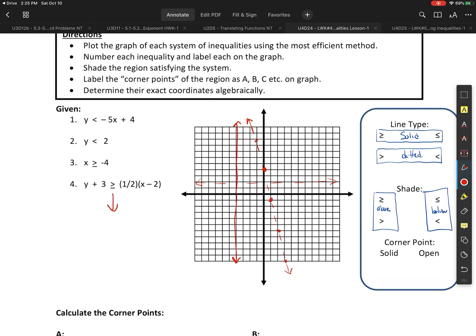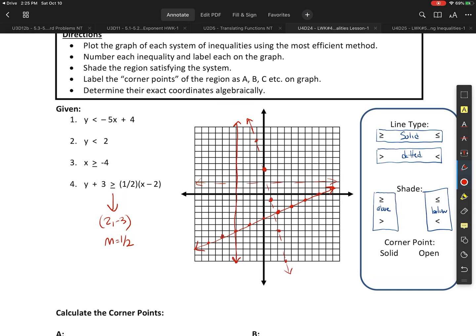Now, a lot of us feel like we have to have everything in y equals form to be able to work with this. Y equals form is great, but this right here is telling me that I have a point at 2, negative 3 and a slope of a half. So I'm okay to graph and don't need y equals form. From 2, negative 3, I go up 1 over 2, and the back way down 1 over 2. This is a solid line.